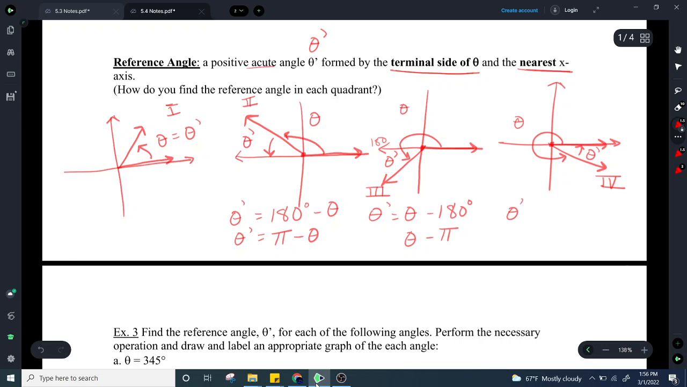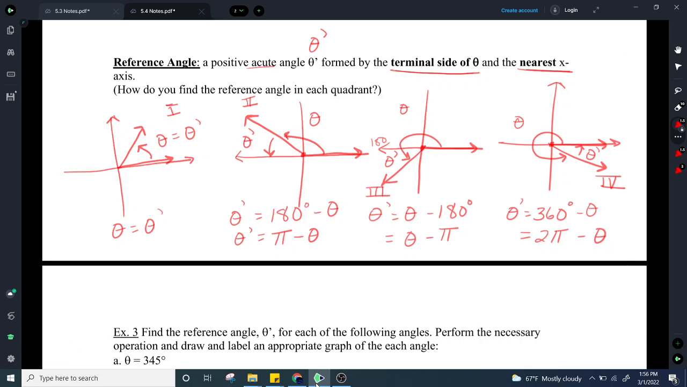So to get theta prime in the fourth quadrant, if we're in degrees, we're going to do 360 minus theta. If I'm in radians, remember what 360 degrees is in radians, that's 2 pi minus theta. All right, so these are the little formulas you're going to use to get your reference angles in the other quadrants. And again, if you're in the first quadrant, theta is its own reference angle, so there's nothing to worry about.